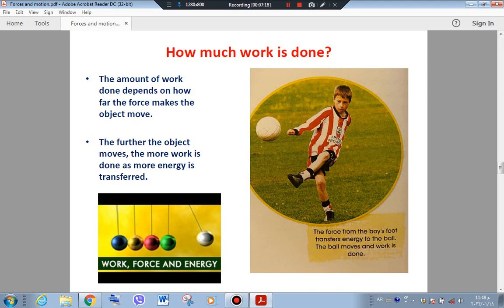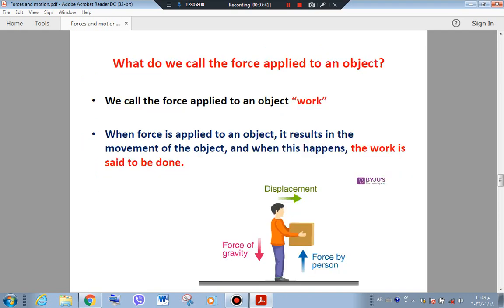Okay, so therefore the amount of work done depends on how far the force makes the object move. The further the object moves, the more work is done, as more energy is transferred. So it's about the energy. As long as you're using more energy, it means there is more work done. Okay, so the work depends on the energy. Therefore, we call the force applied to an object work. The force that you're applying to an object is called work.